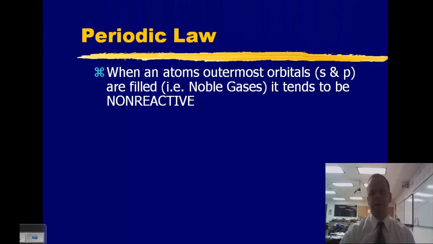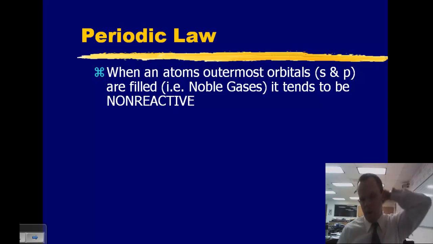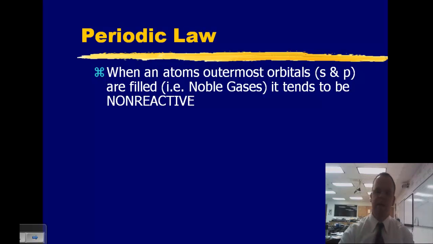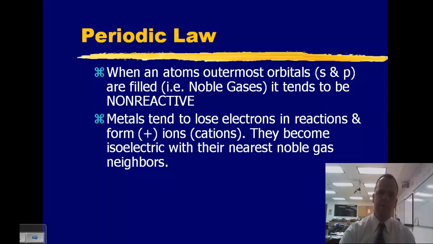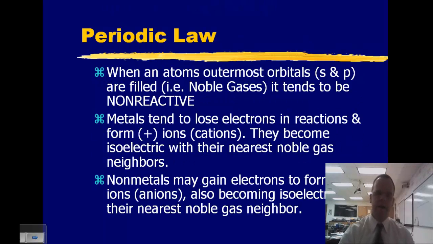Now we know that when the outermost orbitals, s and p, are full, as in the noble gases, elements tend to be non-reactive. Metals tend to lose electrons because they have a small number of valence electrons, and will lose those valence electrons to become isoelectronic with the nearest noble gas. Nonmetals tend to gain electrons to form anions, because to become isoelectronic with the stable noble gases, the easiest thing for them to do is to gain a couple of electrons rather than lose a larger number.